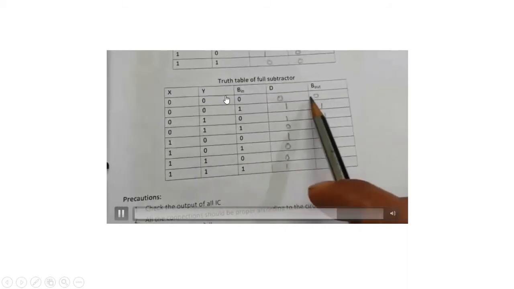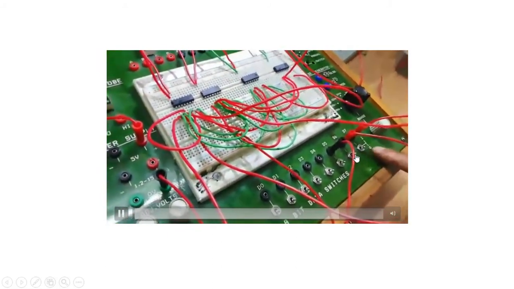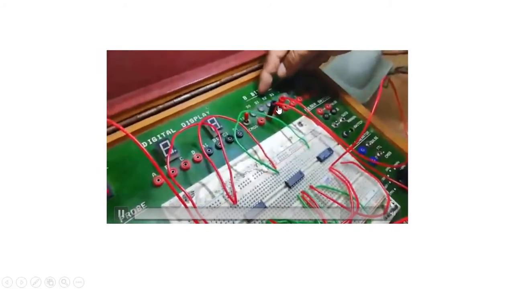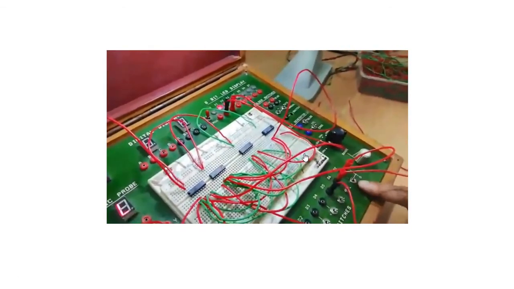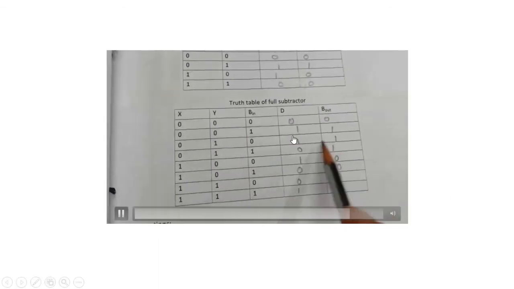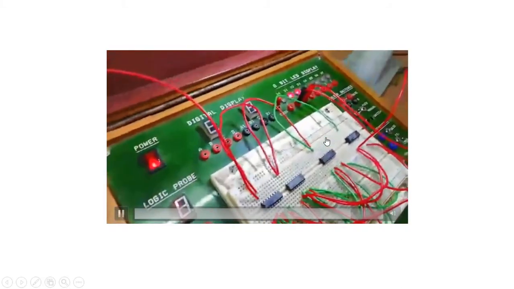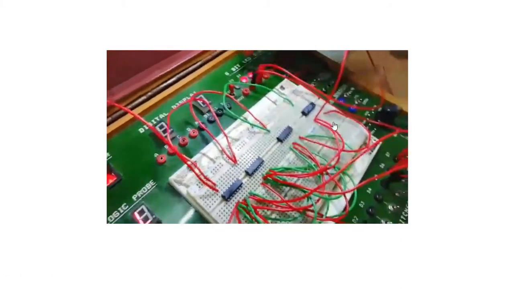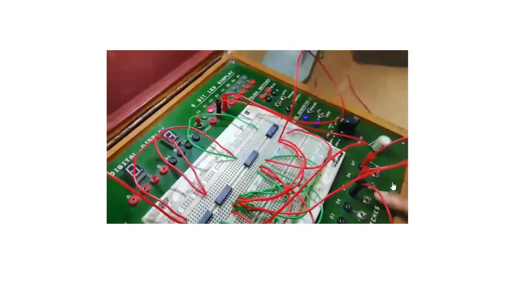Now we will verify the truth table for the full subtractor. When all the inputs are at 0, difference and borrow will be 0. Then 0 0 1, that is 0 minus 1, so both borrow and difference will be 1. Then 0 1 0, for that also we will get difference 1 and borrow 1.